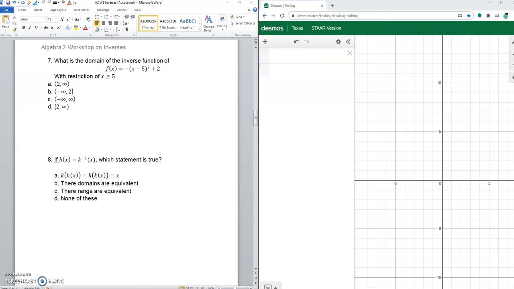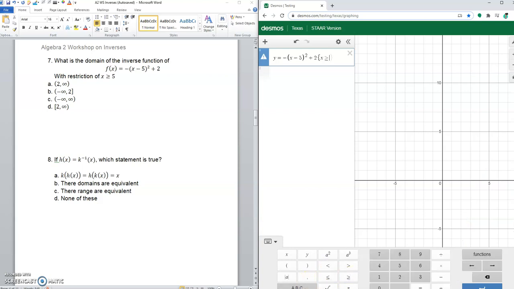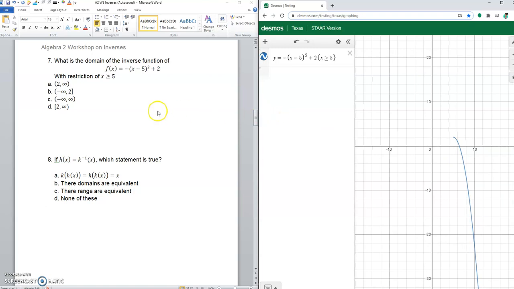Next example, what is the domain of the inverse function of f of x equals negative parentheses x minus 5 squared plus 2, with restriction of x greater than or equal to 5? We need to graph this. Okay, I'm going to show you how to put the restriction. After you type your function, you're going to select this, and then type up whatever it says there. You don't have to close it. It's going to show. So this is your function, and we're looking for its inverse.